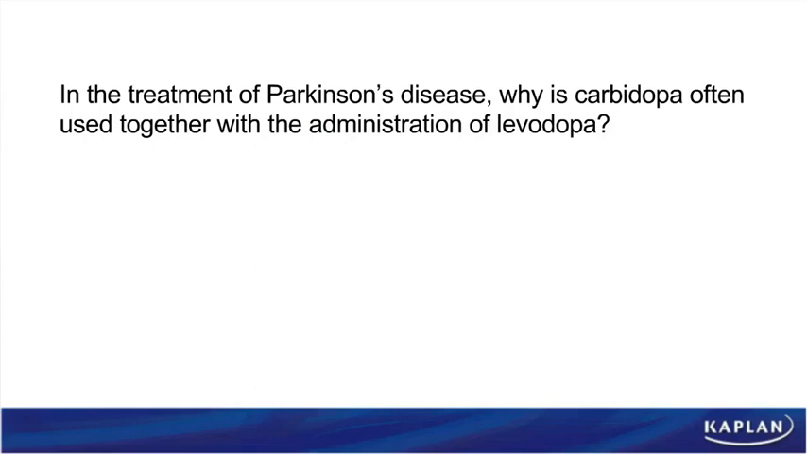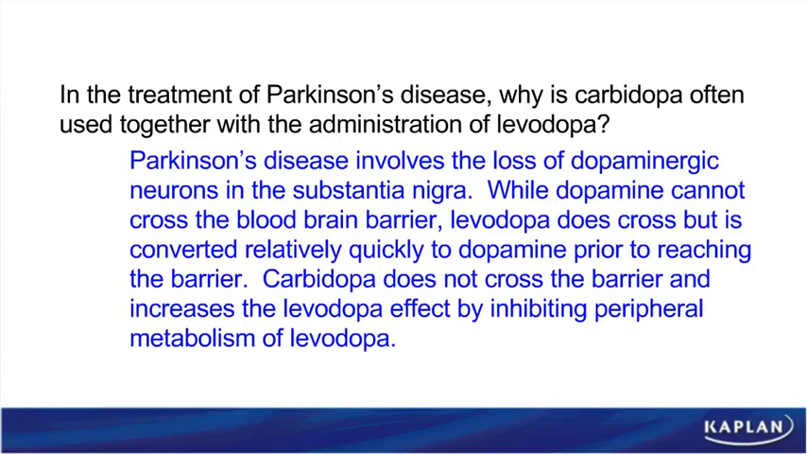In the treatment of Parkinson's disease, why is carbidopa often used together with the administration of levodopa? The answer is Parkinson's disease involves the loss of dopaminergic neurons in the substantia nigra. While dopamine cannot cross the blood-brain barrier, levodopa does cross, but is converted relatively quickly to dopamine prior to reaching the barrier. Carbidopa does not cross the barrier and increases the levodopa effect by inhibiting peripheral metabolism of levodopa.